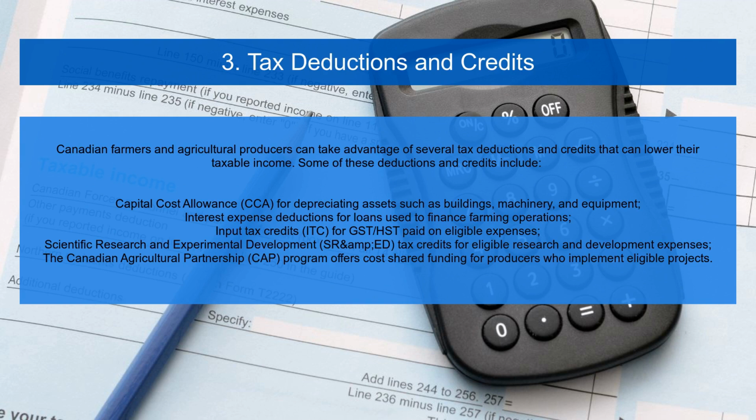Canadian farmers and agricultural producers can take advantage of several tax deductions and credits that can lower their taxable income. Some of these deductions and credits include Capital Cost Allowance, CCA, for depreciating assets such as buildings, machinery, and equipment. Interest expense deductions for loans used to finance farming operations. Input tax credits, ITC, for GST, HST paid on eligible expenses. Scientific Research and Experimental Development, SR&ED, tax credits for eligible research and development expenses. The Canadian Agricultural Partnership (CAP) program offers cost-shared funding for producers who implement eligible projects.